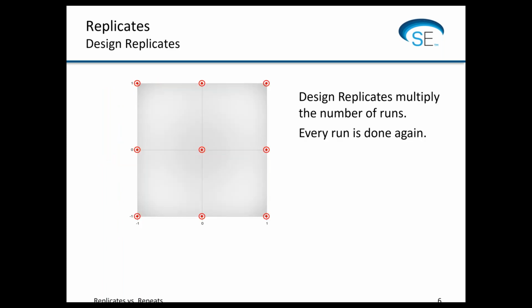So this would be an example of a 2 to the 3rd experiment. So we have 9 combinations. And when we replicate the design, that means we're going to do each of those combinations twice. So now we have 18 runs. Now those 18 runs would be completely randomized, and you'd be doing the same set of conditions twice, but at different times with other runs in between.